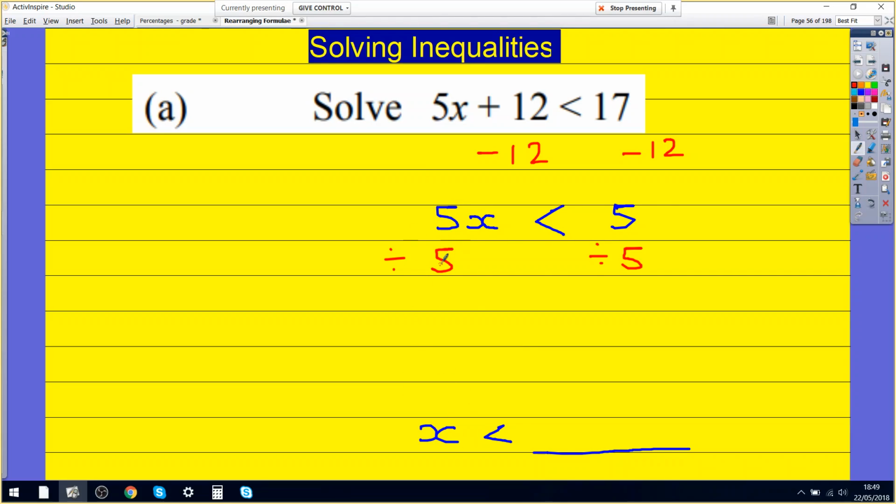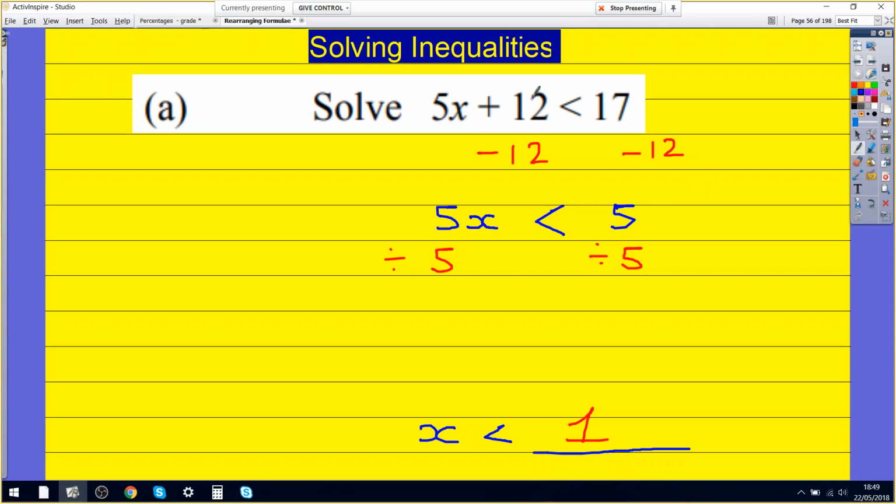So 5 divided by 5 is 1. And so 5x divided by 5 is 1x. And that's what we're trying to get. And so what is on the right side? 1. Correct. That's it. So it's exactly like the equations, except you've just got the inequality sign.